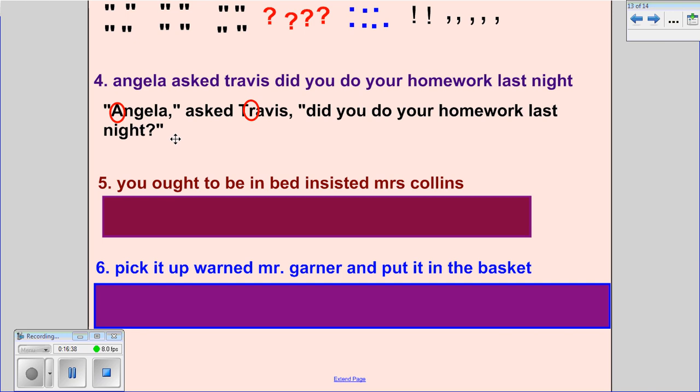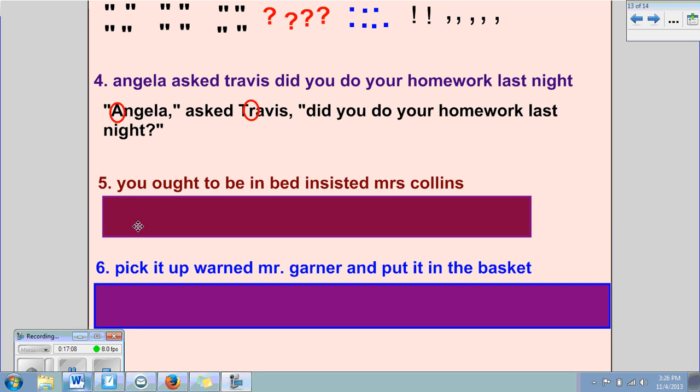Therefore, quotation marks go around the things that he has said. The comma is going to come after Angela and before this quotation mark because we know we have our dialogue tag in the middle. Then we have our next comma and then our quotations after that. Please remember that Travis is asking a question, so instead of a period, we are going to have a question mark. Then go ahead and write number 5 and try to correctly punctuate that.